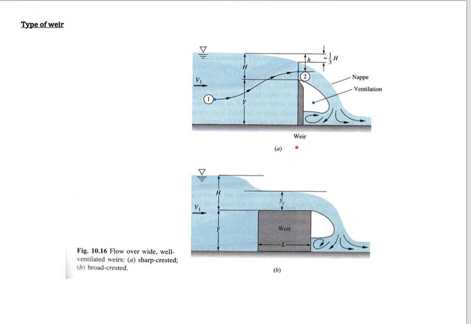We have some kind of sharp crested weir here, which means this is very sharp. So the water will flow like this, and then it will create a space here. Normally water could flow in this direction and also in this direction. And then at a certain design, we call it a broad crested weir. This means we just put a long path here for the water, and then the water could go through here steadily before it flows down like this.